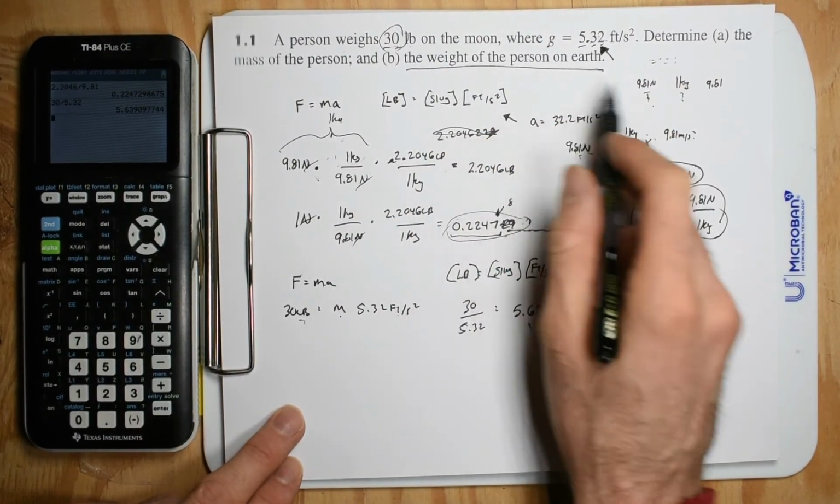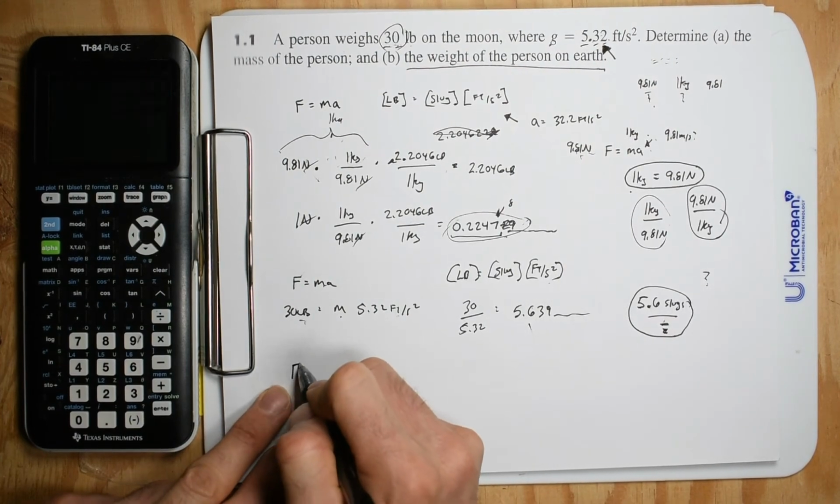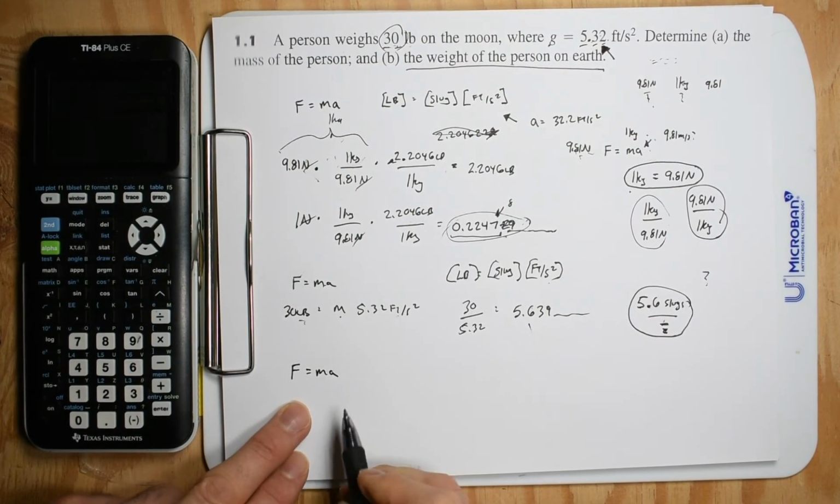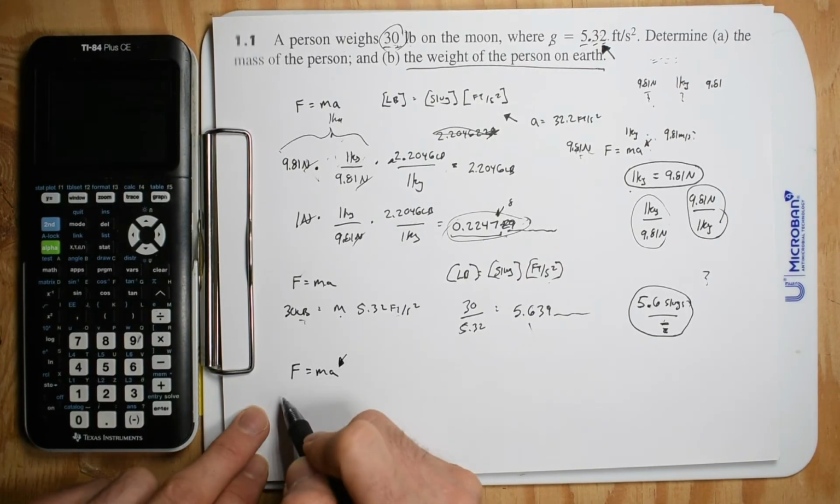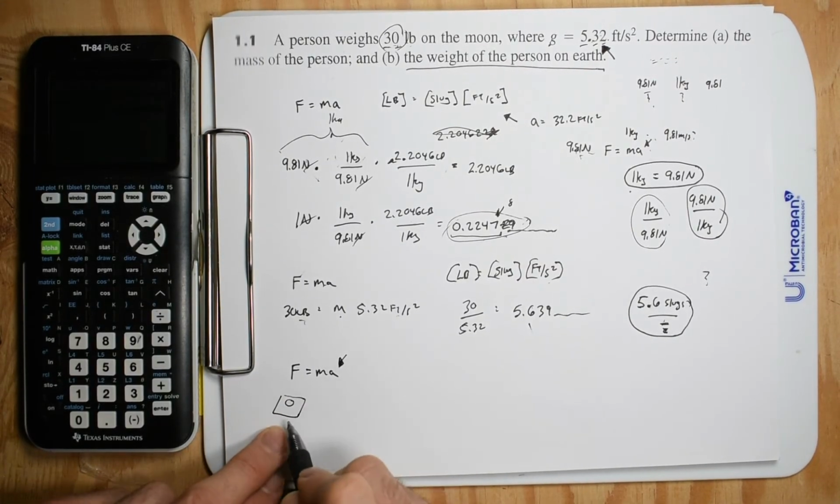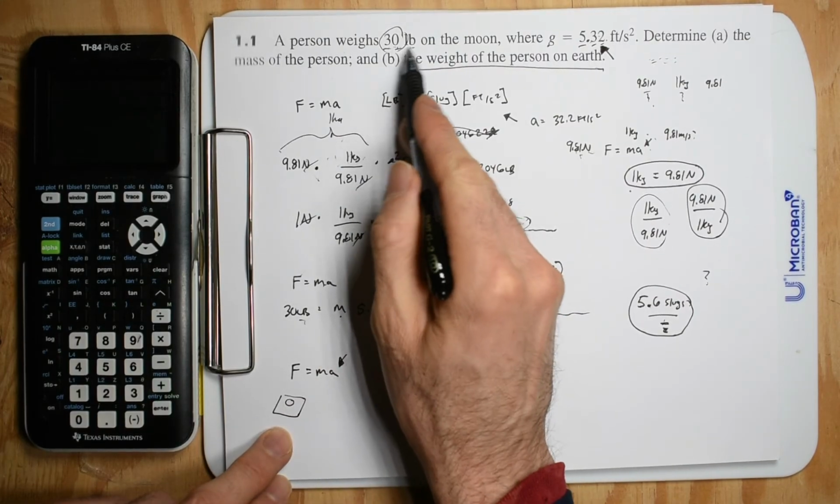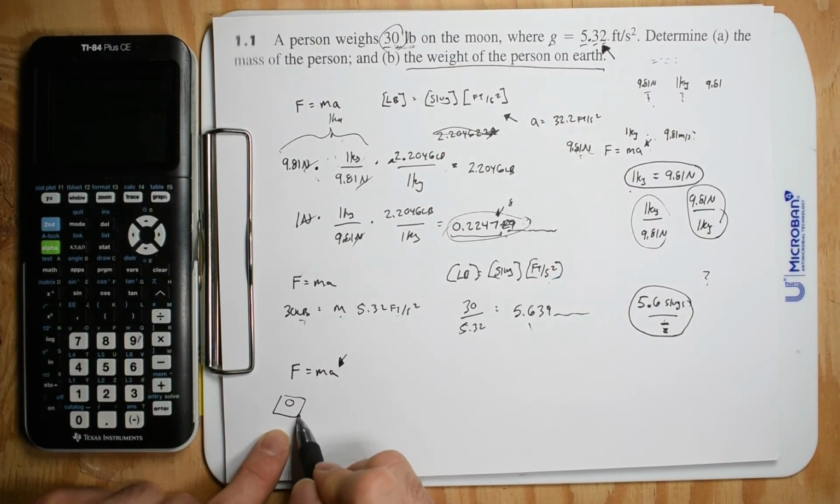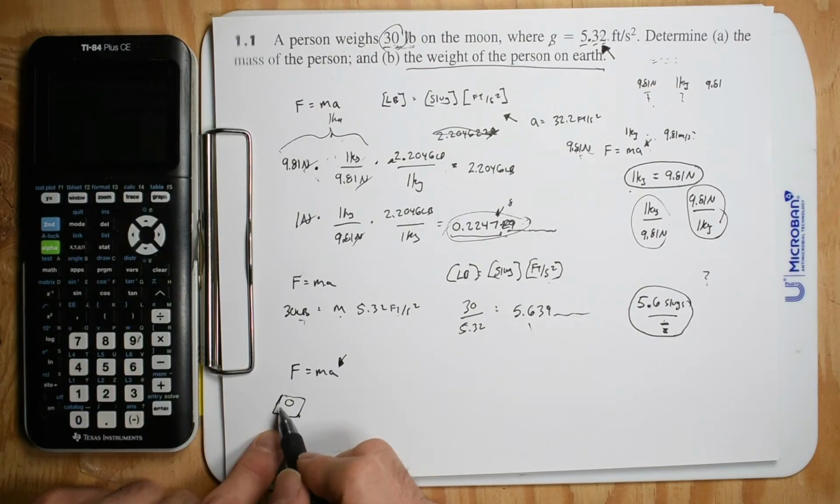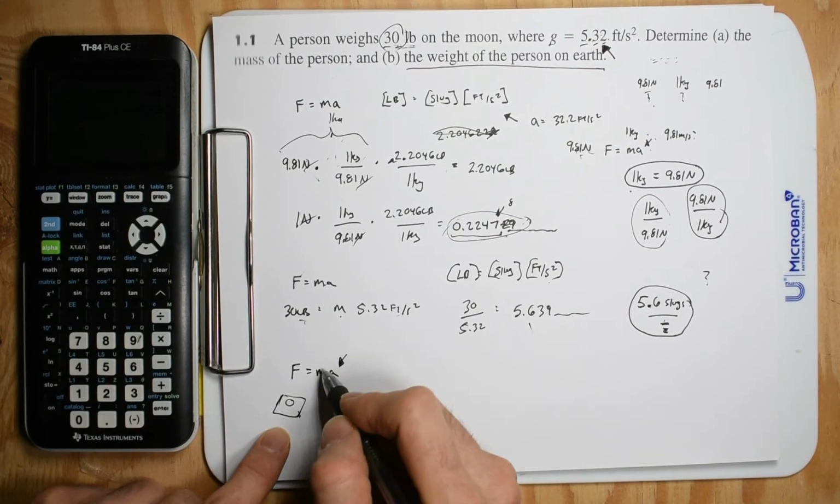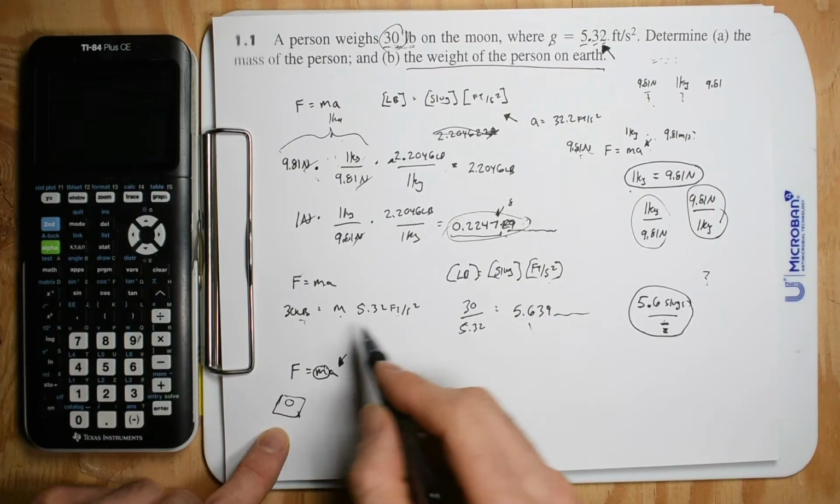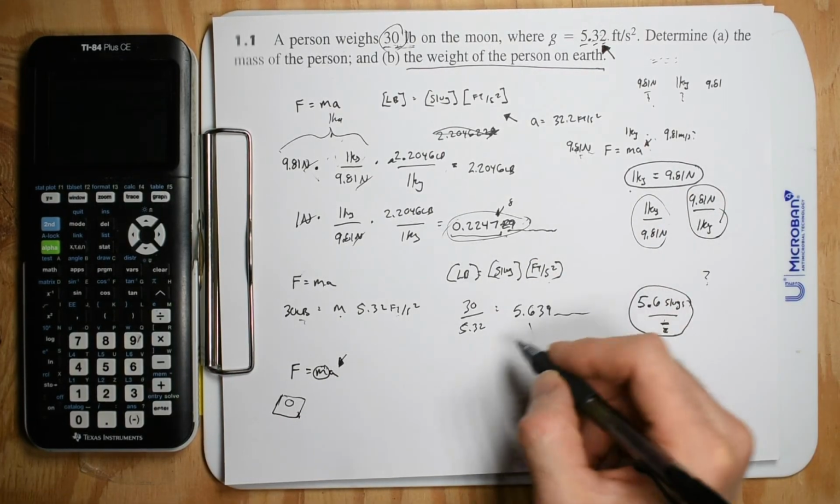So what's the weight of the person on Earth? So let's do F equals ma. The A changed. We had the scale on the moon and it was 30 pounds. But now we took the scale to the Earth and we don't know how much the scale will read. But we do know what their mass is. And the mass doesn't change. So that's the name of the game.